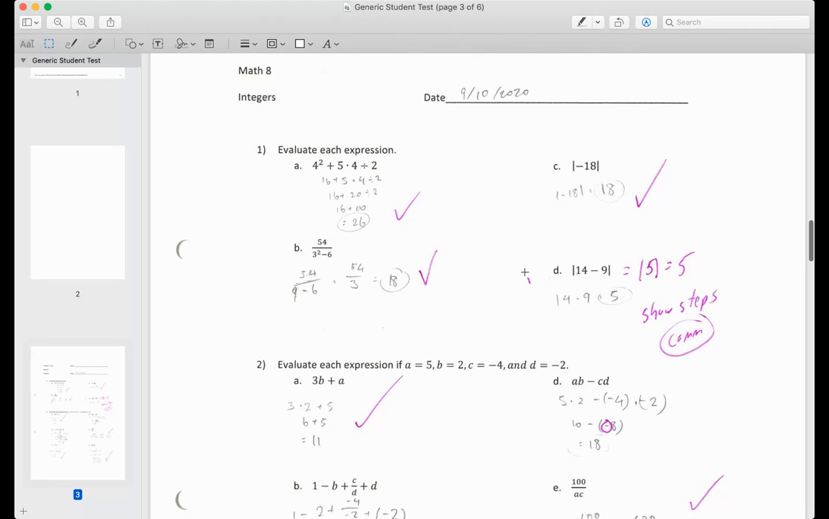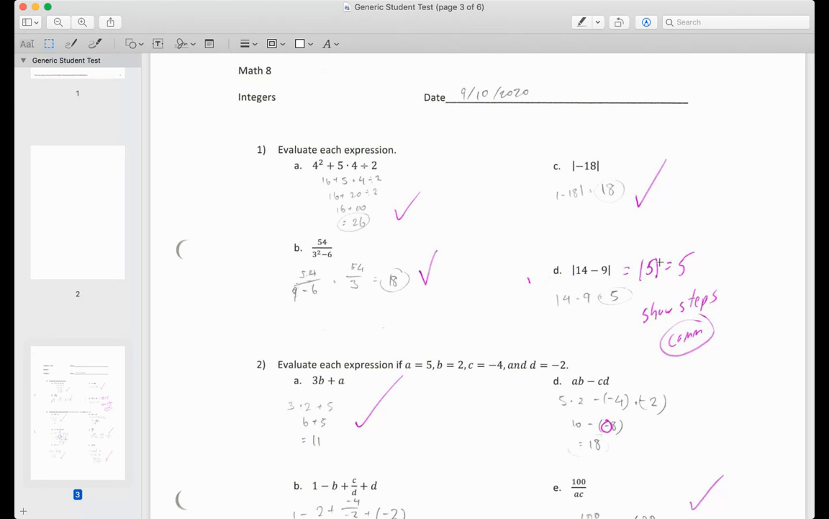And then, as you see in here, I put a check if you got it right. Oftentimes, like this person even got the answer right, but they didn't really show their steps correctly here. The absolute value of 14 minus 9, absolute value is a grouping thing, so they should do the part in the grouping first, 14 minus 9, which is 5.